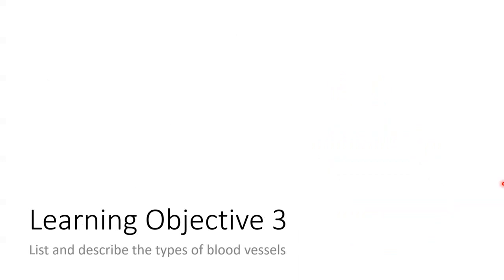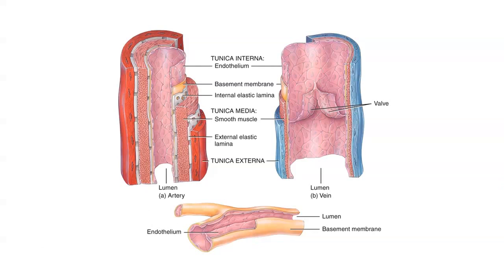So once the blood circulates around the heart and the lungs, it goes back to the heart before travelling around the body in our blood vessels. So learning objective number 3 is to list and describe the different types of blood vessels. But before we get to the actual different types of blood vessels, I really quickly want to walk you through the basic structure of a blood vessel.